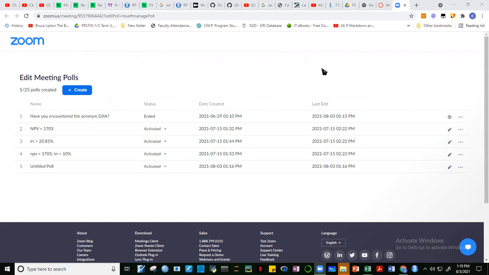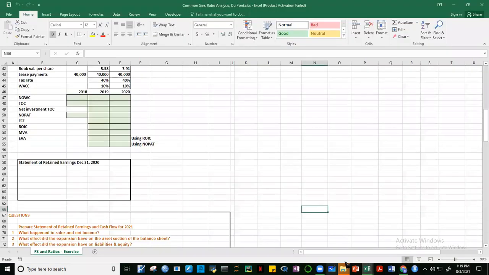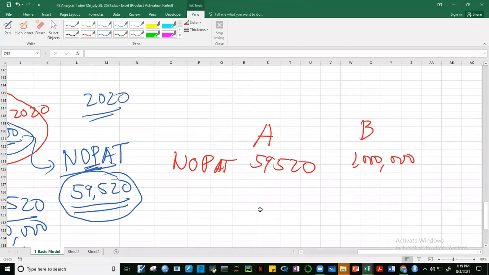Okay. Why? Didn't I ask you? We said Company A's NOPAT is 59,520. That's the company we're analyzing. B's NOPAT is 1 million. So which is the better performing company? Okay? So it looks like the house is split. Okay. So let me answer that. What we can say is that B has the higher NOPAT, net operating profit after tax, compared to A. As to the question, which company is a better performing company?